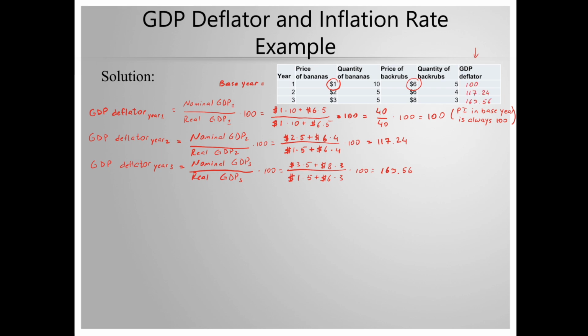So now we can fill out this column with the GDP deflator for each year. Notice that the GDP deflator is 100 in the base year. In our case, it's year 1. Now we can calculate the inflation rate based on this GDP deflator.